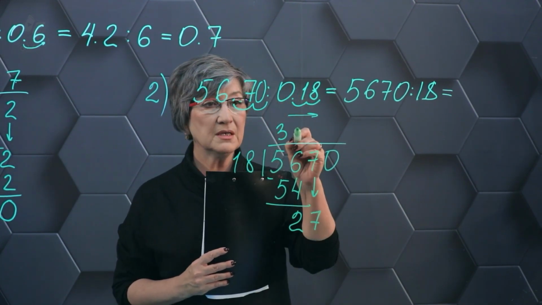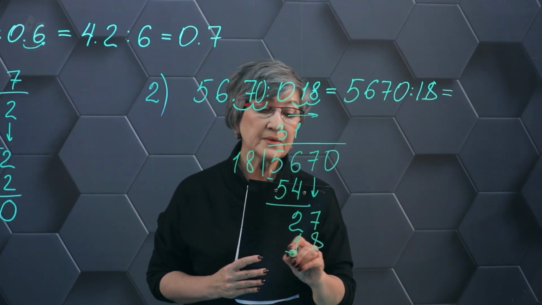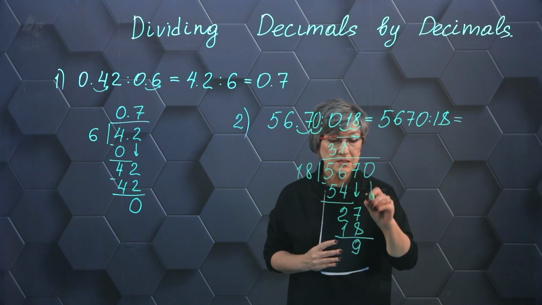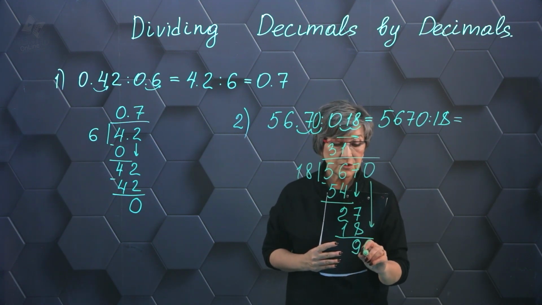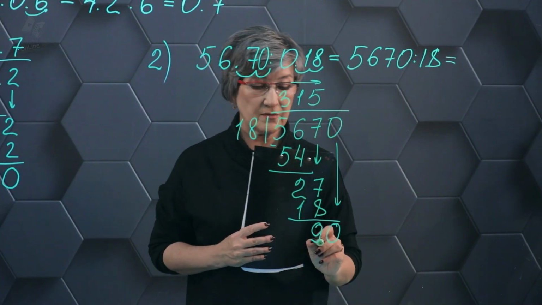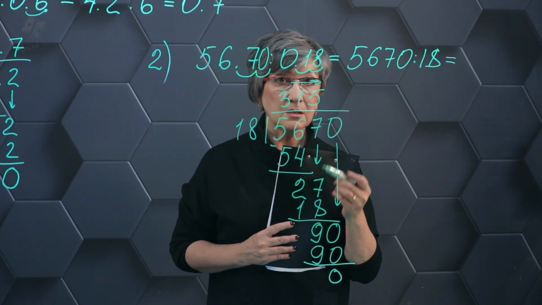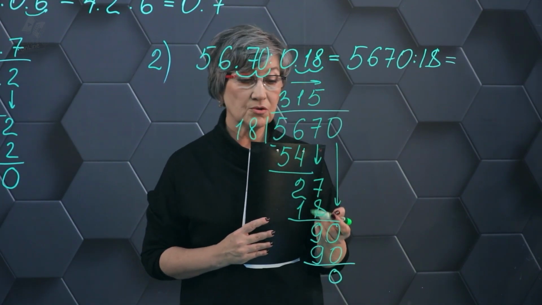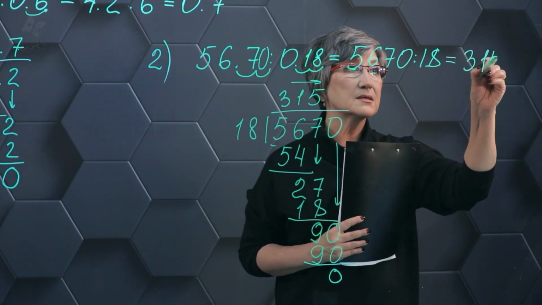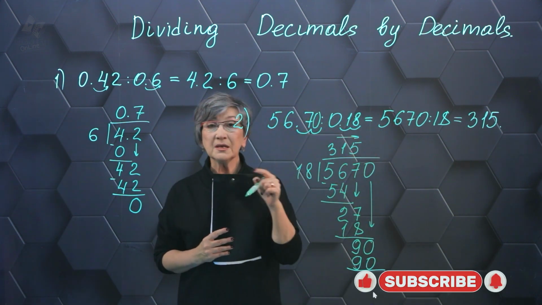27 I divide by 18, taking 1 at a time. 1 times 18 is 18. 27 minus 18 equals 9. I still have a 0 available, so I bring it down to get 90. 90 divided by 18 is 5, and 5 times 18 is 90. The remainder is 0. Therefore, our division is complete. So I write down the answer is 315.